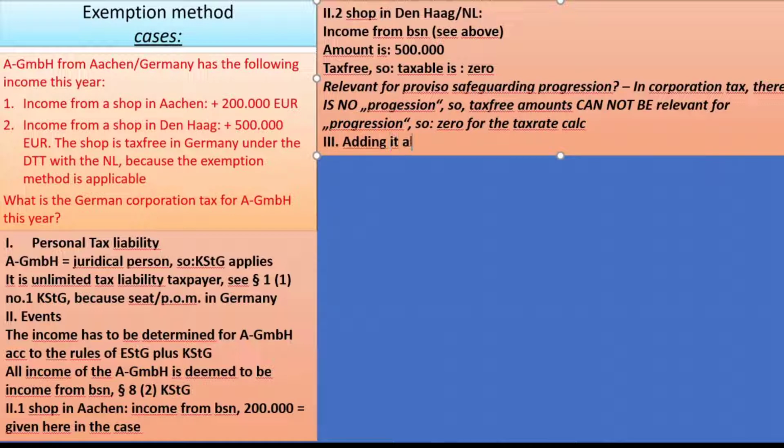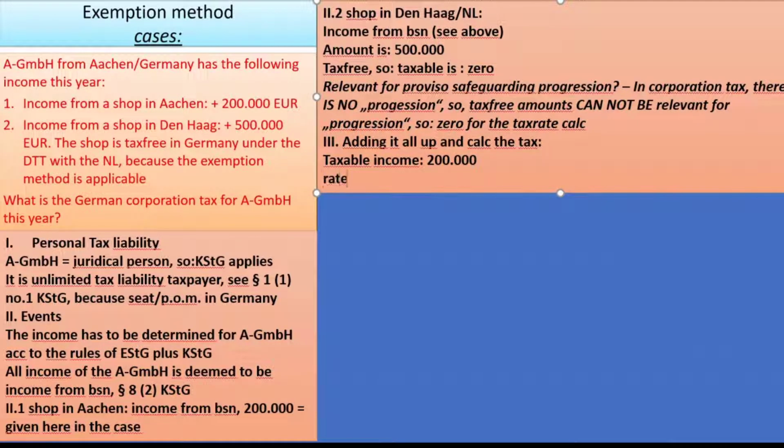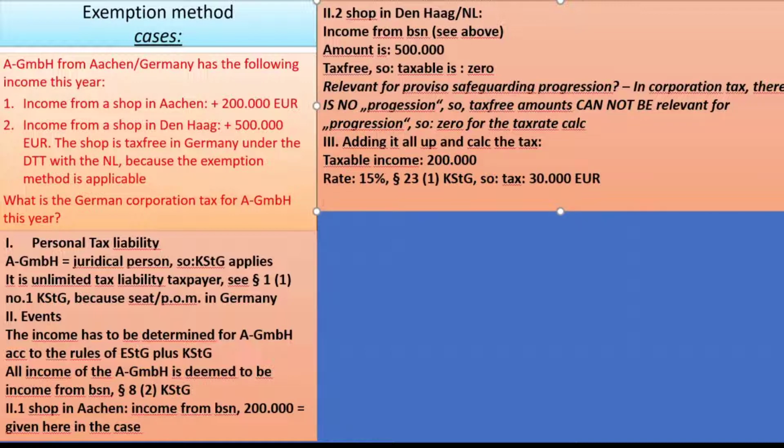So adding it all up and calculating the tax, simply taxable income 200,000, rate 15% according to paragraph 23, section 1 KStG. So the tax is 30,000 euro. That's everything that was to say to this case. So case closed, finished, and we are all happy and can now turn to case number 2.